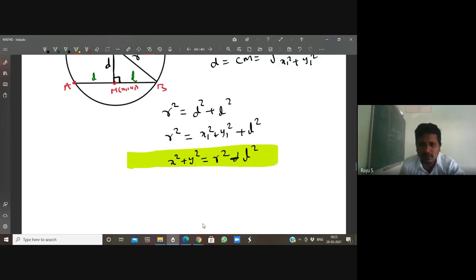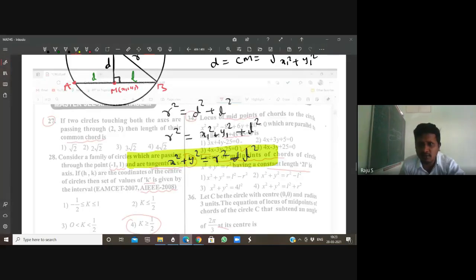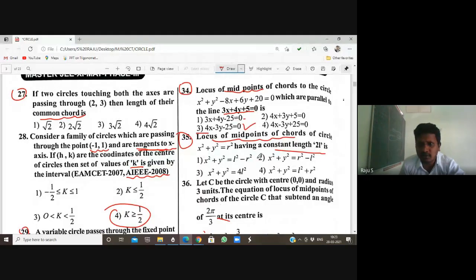Is it clear, student? Is there any option? r square minus L square, second option. All of you check whether the second option is correct or not.